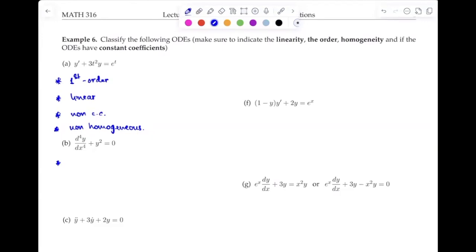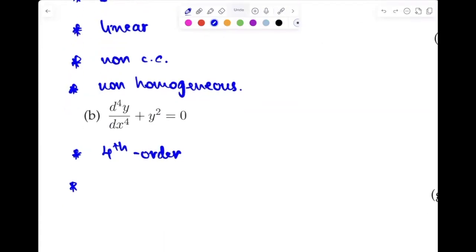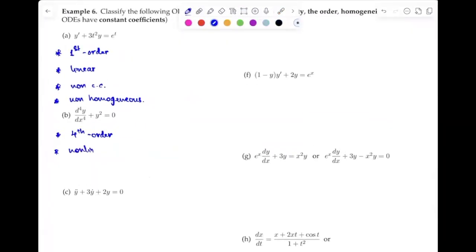Now, B, what is the order of the differential equation? That is a fourth order. Yes, fourth order differential equation. Is this linear or non-linear? Esther, you want to take a shot at this? Non-linear. Non-linear? Why is that the case, do you mind me asking? Because y squared is a product of the dependent variable by itself. Yes. So this is a non-linear term, and because of that, you have a non-linear differential equation.